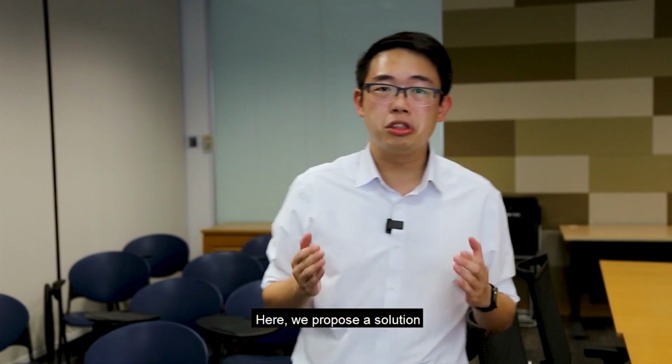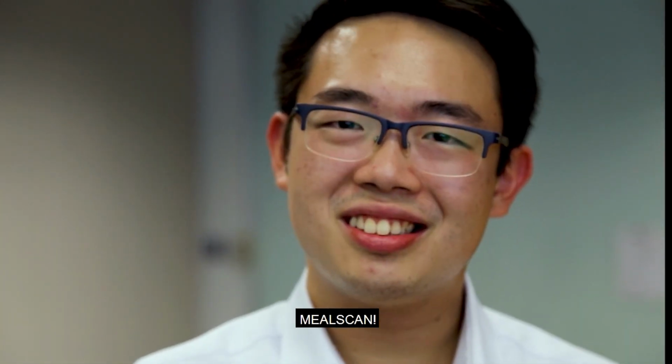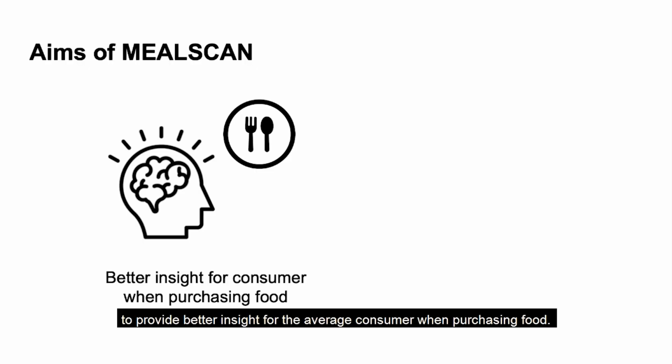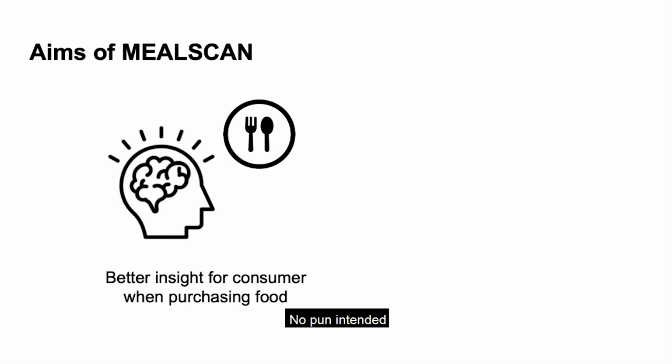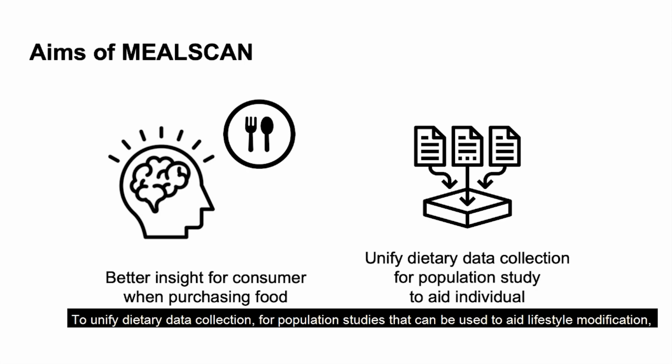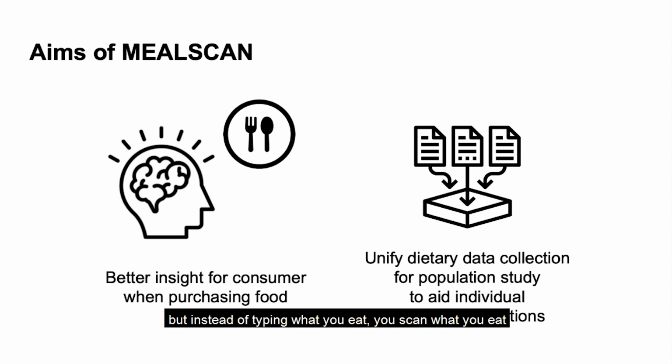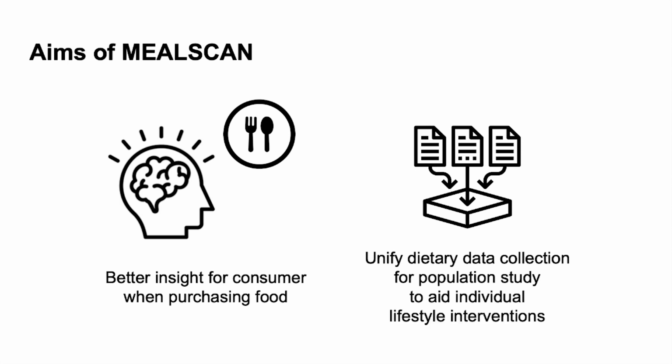Here, we propose a solution. MEALSCAN. MEALSCAN aims to do 2 things. To provide better insight for the average consumer when purchasing food, to tell them the nutritional information of the food they want to purchase in bite-sized form, no pun intended. And to unify dietary data collection for population studies that can be used to aid food-related lifestyle modification on the individual level. Think of MEALSCAN as a dietary journal, but instead of typing what you eat, you scan what you eat.